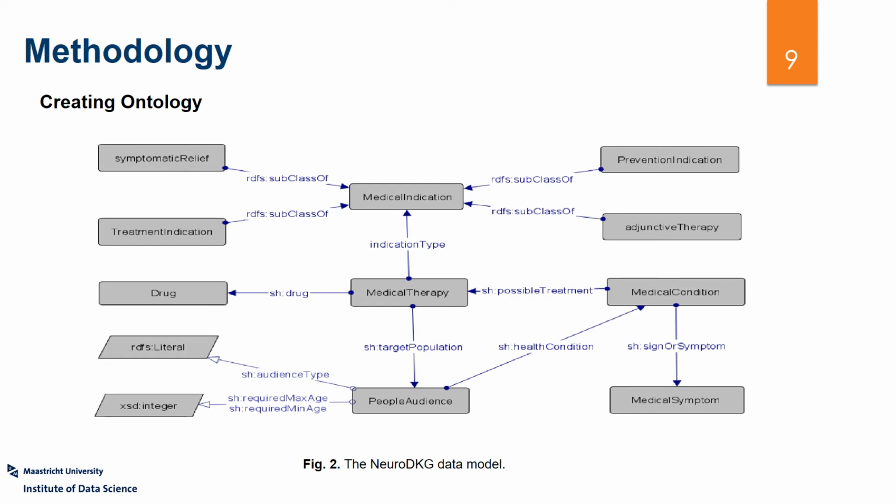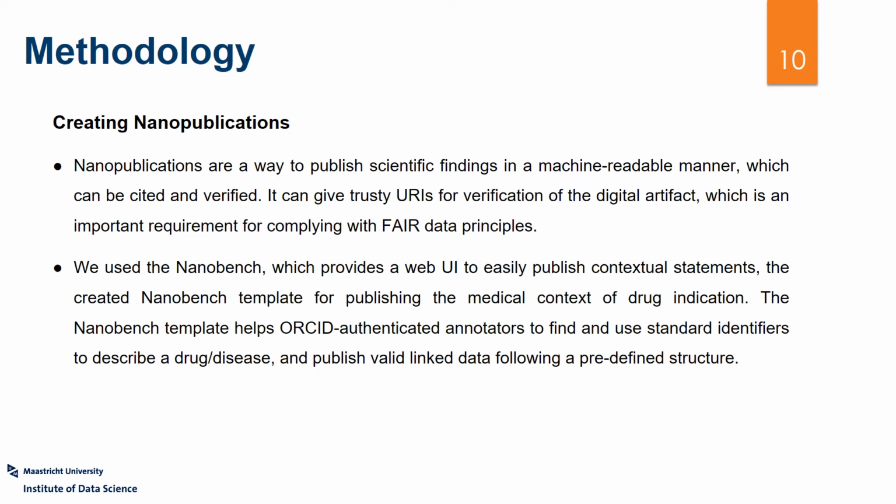After getting this ontology, we generate our knowledge graph by using the GraphDB. And next, we created our nanopublications. The nanopublications are a way to publish scientific findings in a machine-readable manner. It can be cited and verified. It can give trusted URIs for the verification of the digital artifact, which is an important requirement for complying with FAIR data principles. And for the tools, we use the NanoBench.